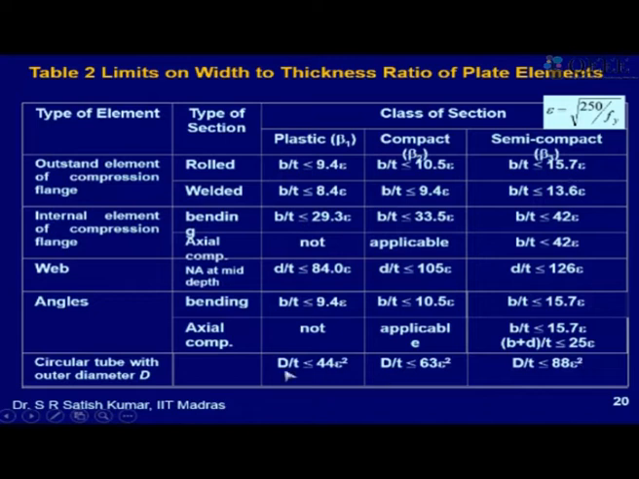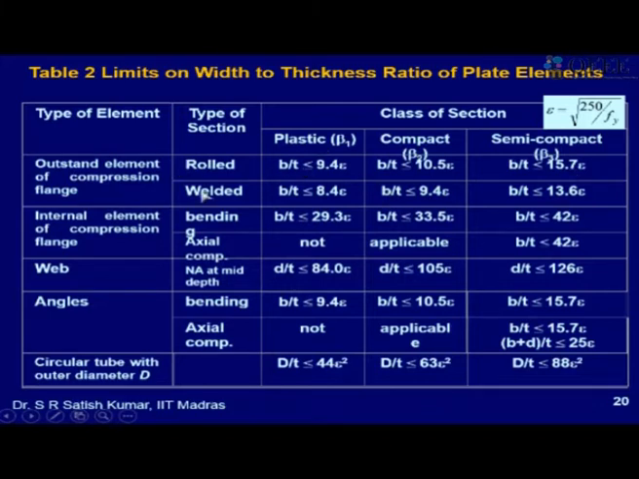Now why are so many numbers required? That is because we have different elements and the imperfections are also different. For example, if it is an outstanding element, one edge is hinged and one edge is free to buckle locally. And if it's a rolled section, then we use 9.4, 10.5 and 15.7 as the b by t limits for the respective sections.